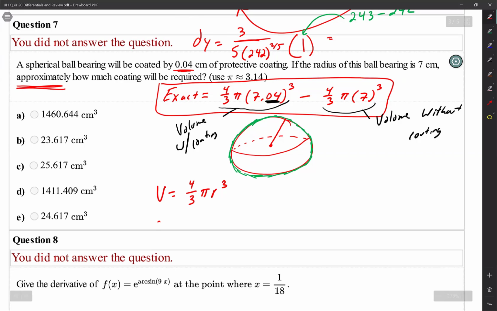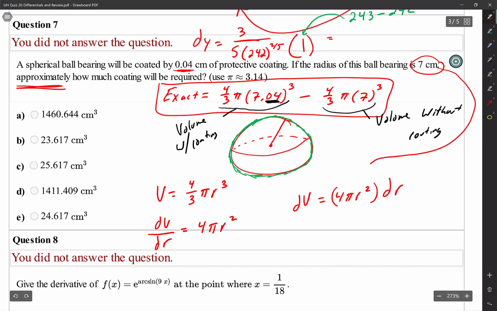So here we go. I'm taking the derivative with respect to r. dV/dr equals 4 pi r squared. dV, which is the change in volume, is 4 pi r squared dr. Remember, Tiff, what did we say we were going to use for r? The original. So r is the original. And what is dr? Perfect. 0.04. The 7.04 minus 7.